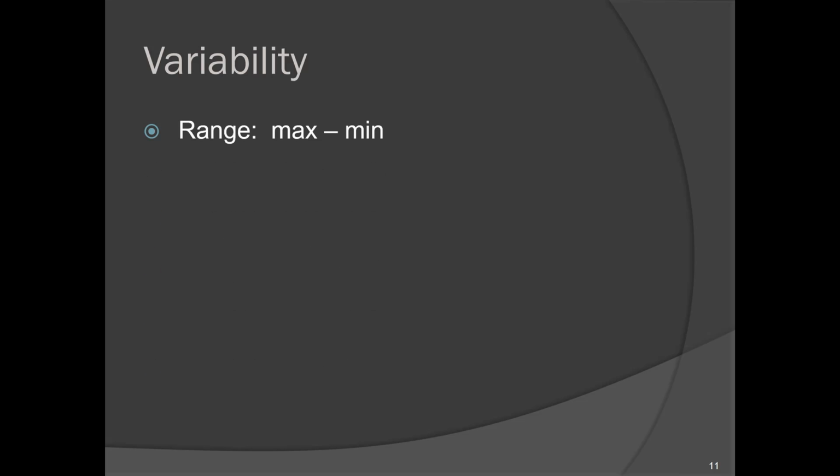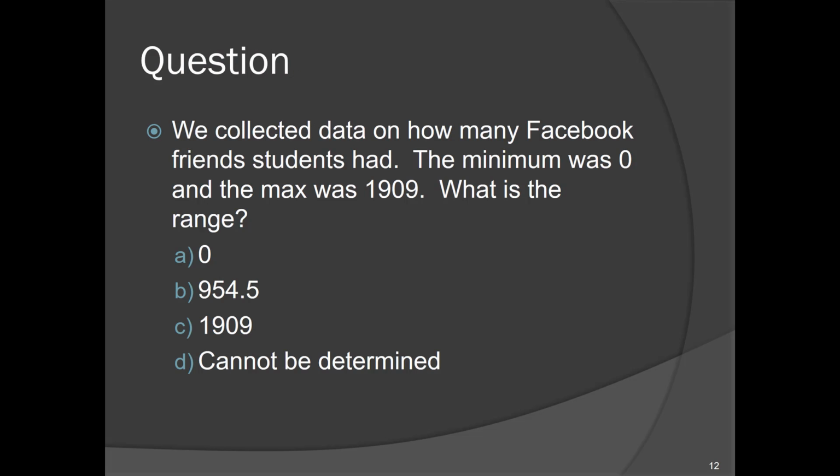Range is just going to be the max minus the min. So basically you saw in that data that they gave you the max, the min, and the range. It's just the highest number, highest age, minus the lowest age will give you the range. So we collected data on how many Facebook friends students had. The minimum was 0 and the max was 1909. So the range is going to be 1909, just the maximum minus 0.